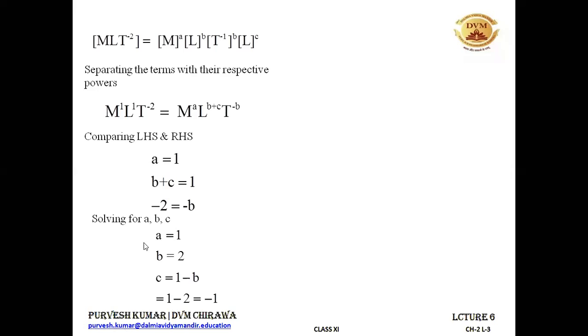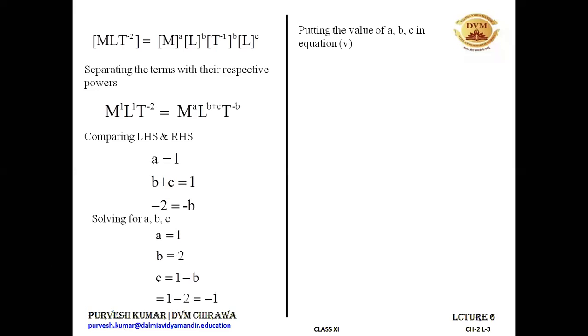Putting all these values of a, b, and c in equation number 5 that we have obtained. So that's what we have to do. Put the values of a, b, and c in equation number 5. So I am left with f equal to k, m to the power 1, v to the power 2, and r to the power minus 1. That's what I'm left with.